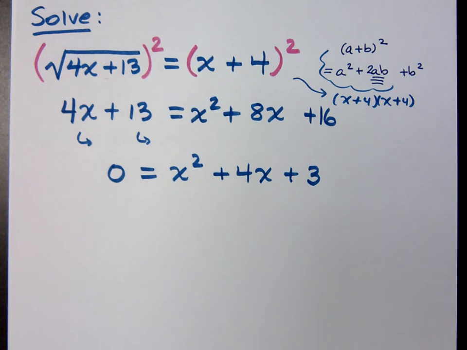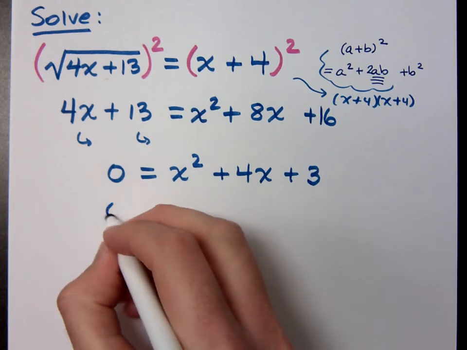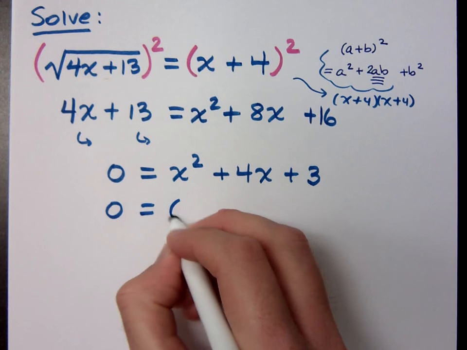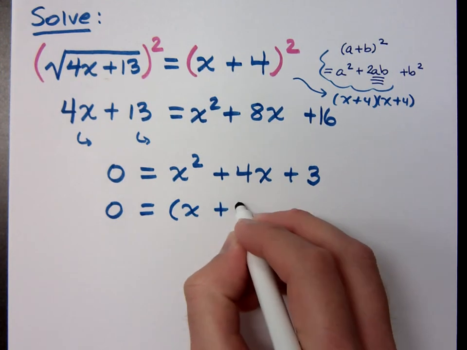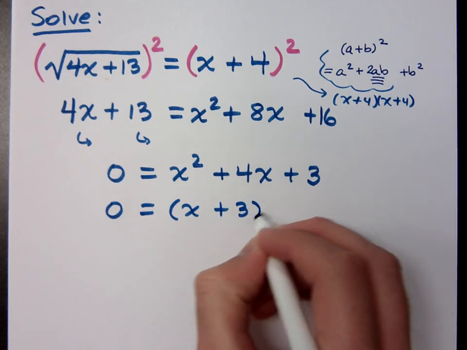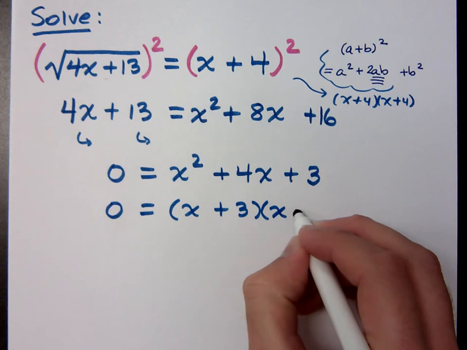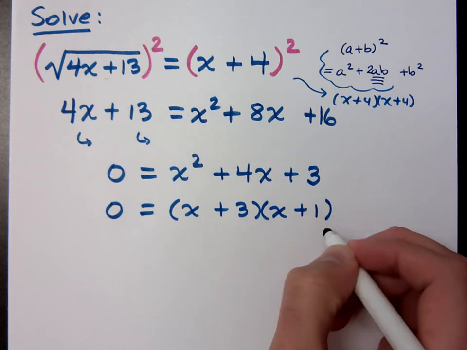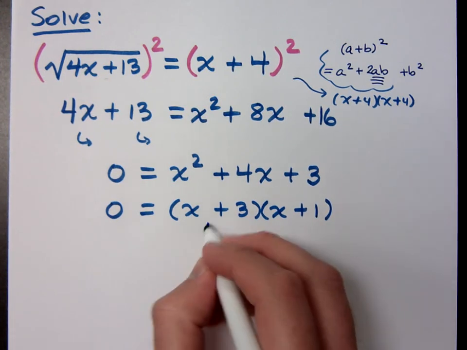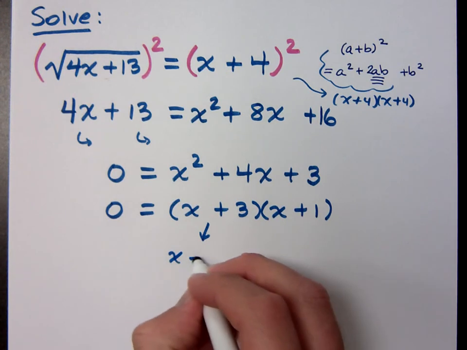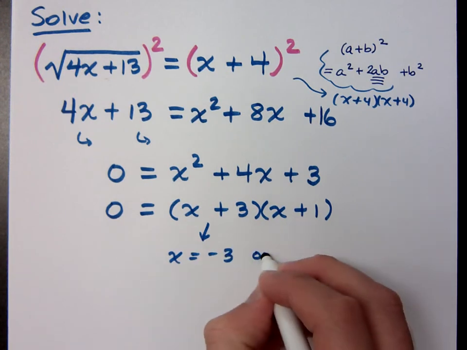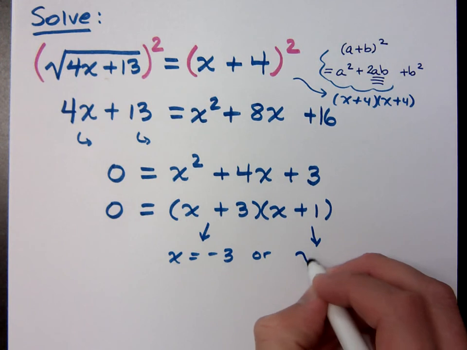Now that I've got this equal to 0, I use the factor theorem, right? How does it factor? x plus 3 times x plus 1, right? Which means x equals what? Negative 3 or x equals negative 1.